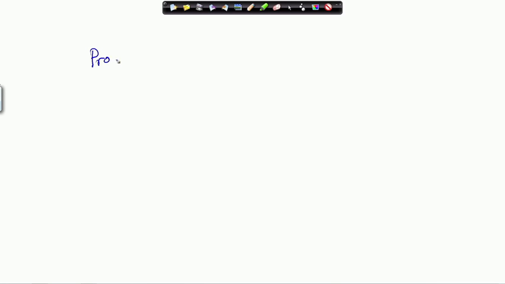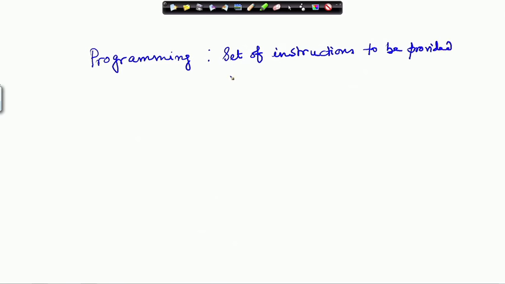However, we have been able to give an idea of the category of problems which can be attempted to be solved by programming. And I have also said what is programming. Once again, programming is the set of instructions, I am rewriting it in a different way, a set of instructions to be provided to a computer to solve a problem.